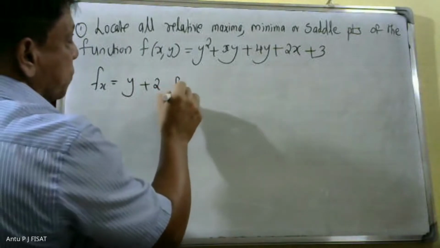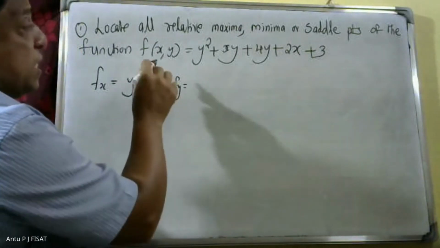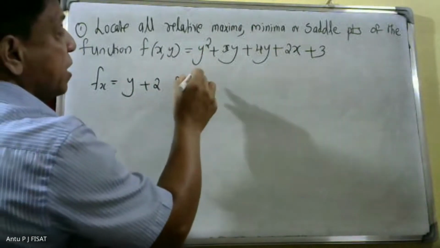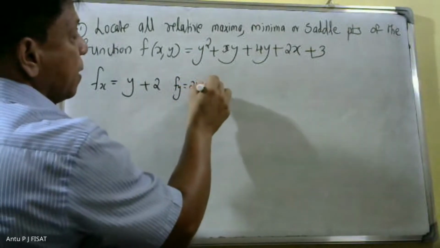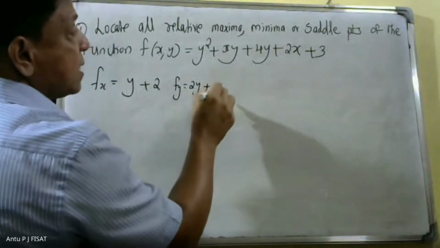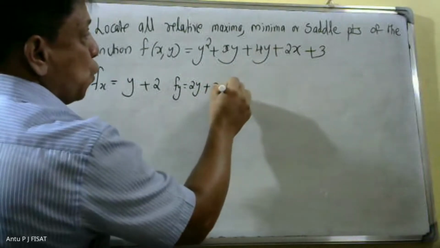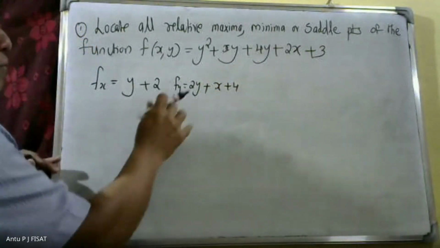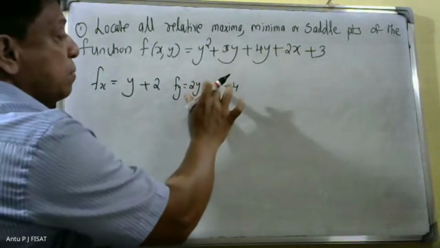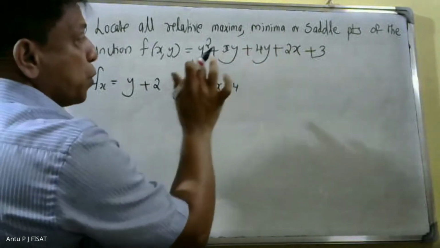fy കാണാം. fy: partially differentiating the function with respect to y, then we get 2y + x + 4. y² ചെയ്യുമ്പോൾ 2y, xy ചെയ്യുമ്പോൾ x into 1, 4y ചെയ്യുമ്പോൾ 4.